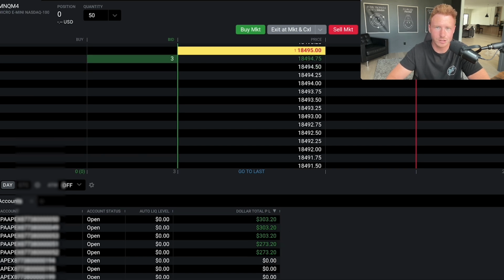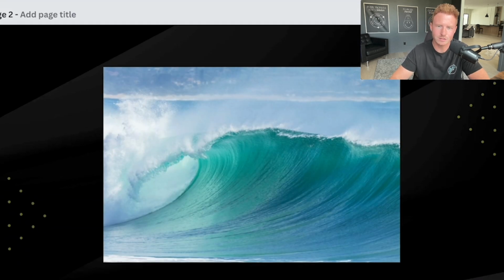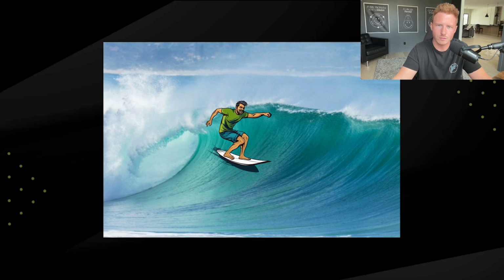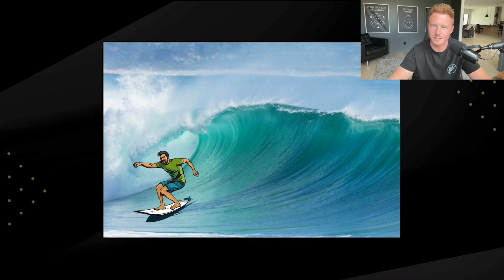So first off, if you guys don't know how I trade, I have a very simple strategy I follow. There's 3 steps to it. The first step is I want to establish what the trend is. As you can see, I like to use the surfer analogy. When a surfer goes surfing, he goes with the wave. He's not going to surf against the wave. It's not going to work. It's going to be a lot harder.